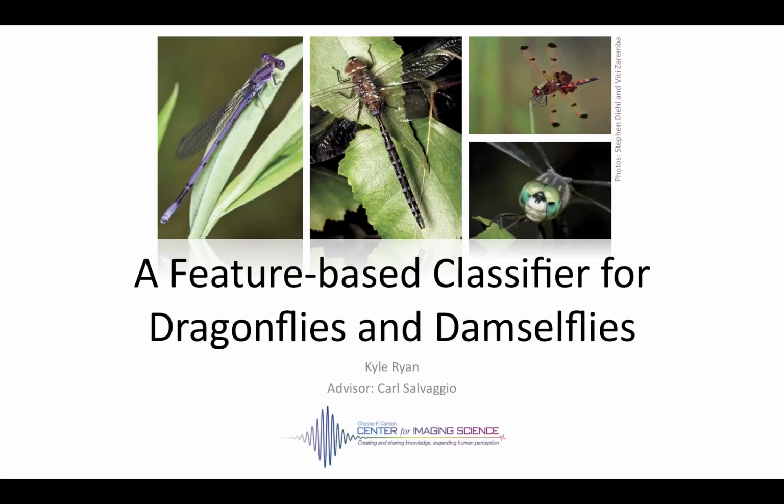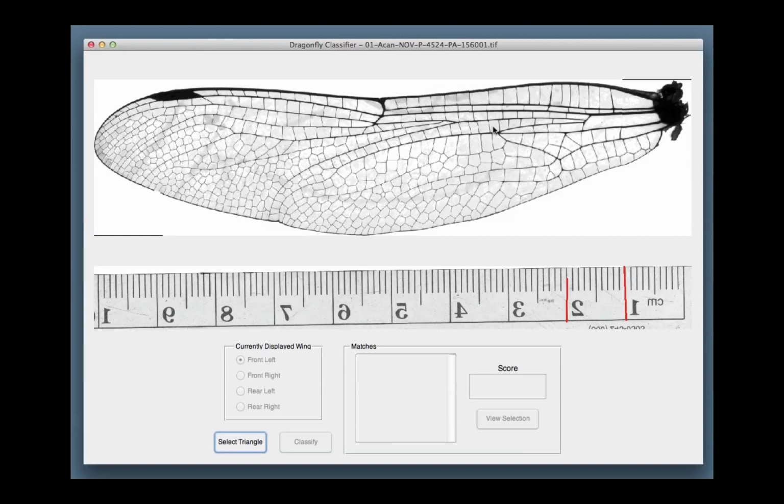We have developed a feature-based classifier for dragonflies and damselflies that identifies these insects using scanned images of the wings. An easy-to-use prototype of the system has been implemented using MATLAB.